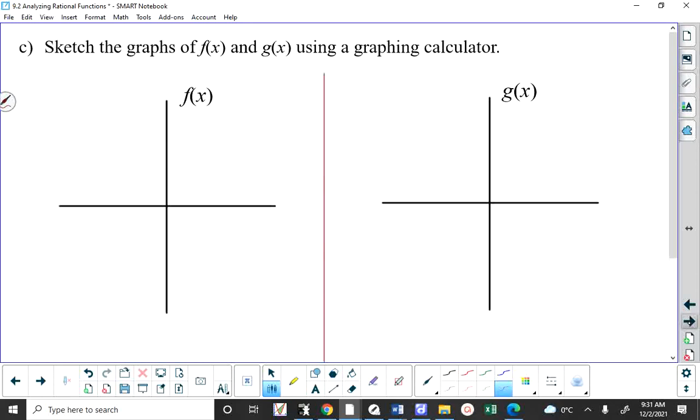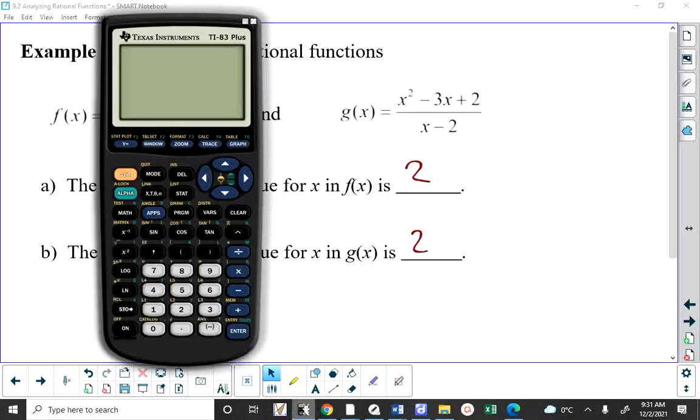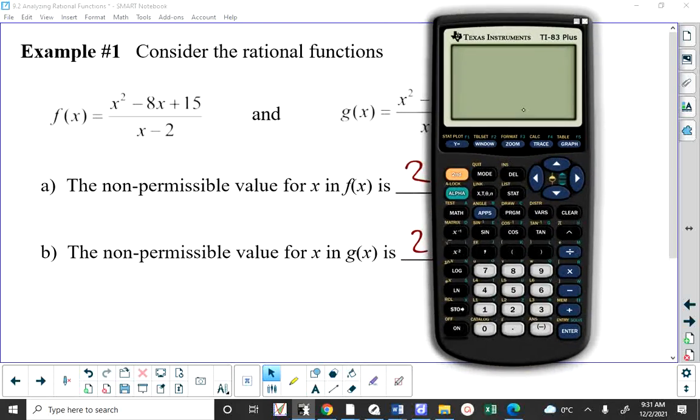Now it says sketch the graphs of f of x and g of x using a graphing calculator. So I'm going to start with f of x, and you should be doing the same thing. We have y equals, you need to put that trinomial in brackets, x squared minus 8x plus 15, and then we're going to divide that by, in brackets, x minus 2.